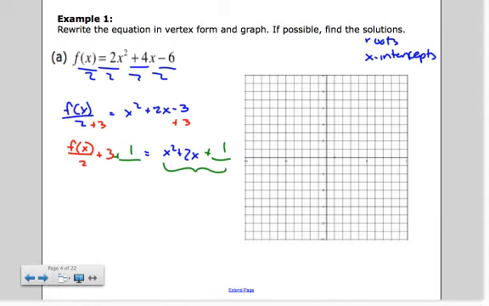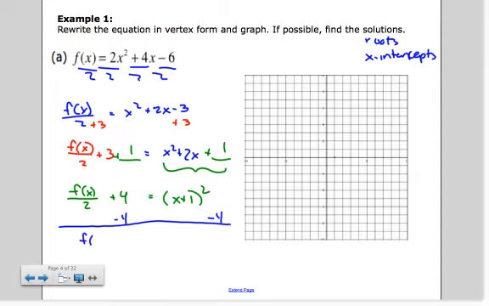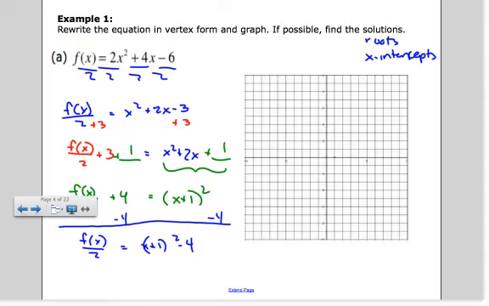Over here is a perfect square trinomial, and that's x plus 1 squared. Over here, I can go ahead and simplify: f of x over 2 plus 4. Now I have to subtract 4 from both sides. That gives me f of x over 2 equals x plus 1 squared minus 4. Now I'm going to multiply both sides by 2. So that gives me f of x equals 2 times x plus 1 squared minus 8. And there's my vertex form.